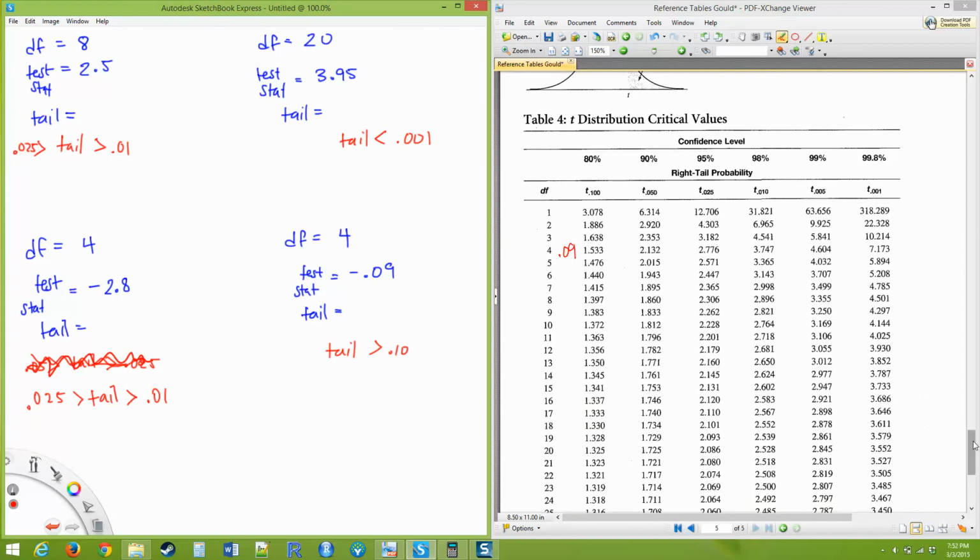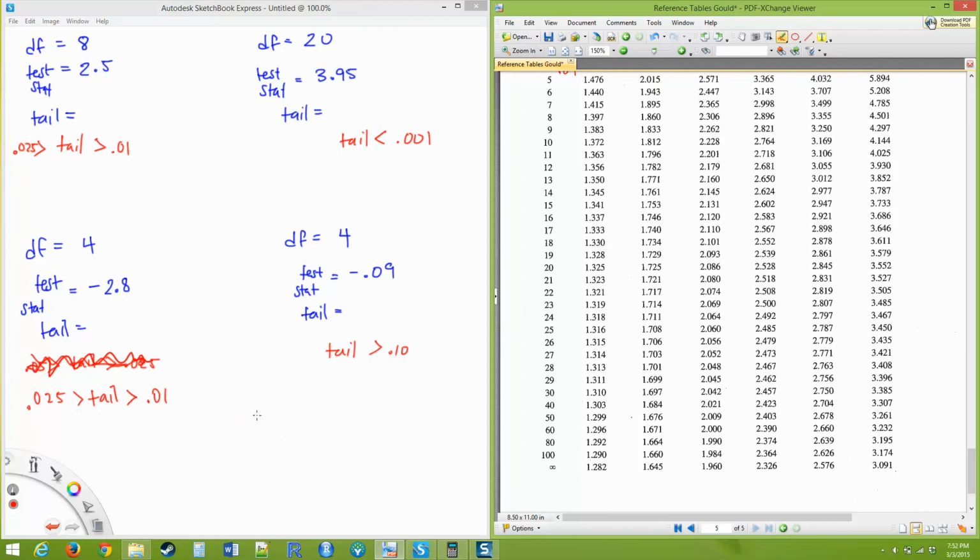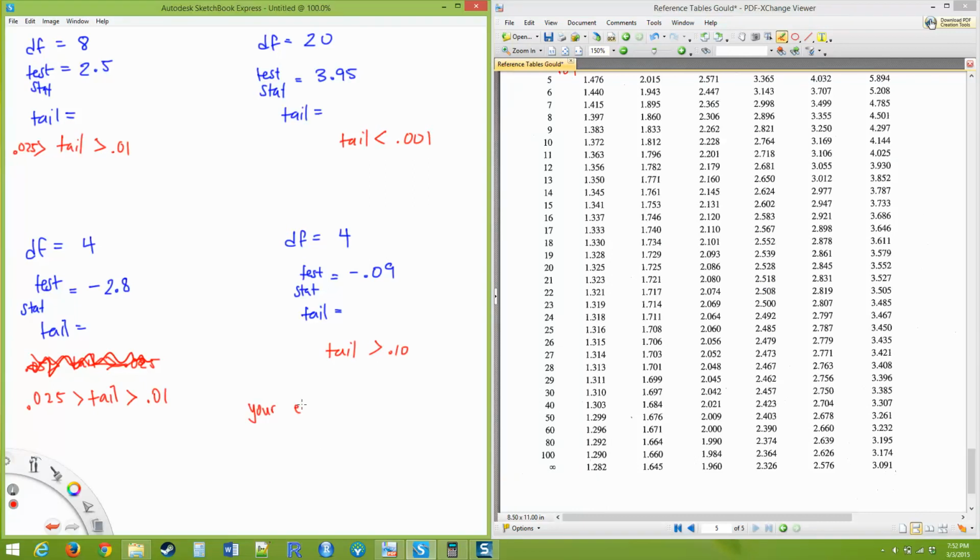Okay. Occasionally, you'll be faced with a situation where your exact degrees of freedom is not found in the table. In those situations, we're just going to say always round down. So if you have 76 degrees of freedom, and you don't see 76 degrees of freedom, round down, and what do we use? Use 60 degrees of freedom, okay?